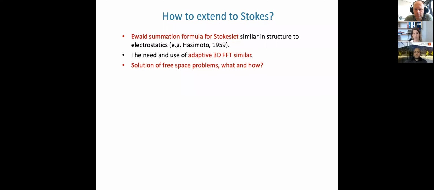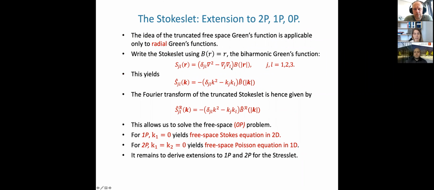The Ewald summation formula for the Stokeslet is similar in structure to the electrostatics, so the need and the use of adaptive 3D FFTs is similar. But we have to think more about the solution of these free space problems, what we can do and how we can do it. The trick that I showed you, truncating the Green's function and then getting something finite in Fourier space, was for radial functions.